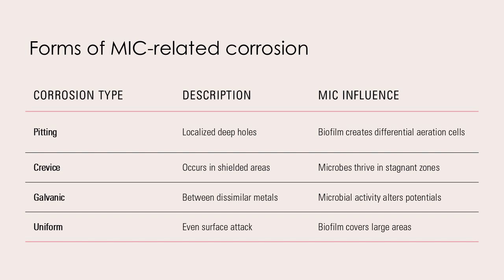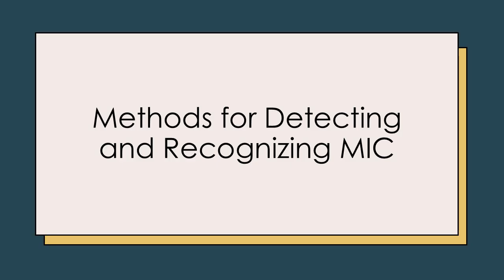These corrosion types often coexist, making diagnosis and treatment challenging. Visual inspection may reveal tubercles or deposits, but the underlying damage is often more severe. Understanding these corrosion forms helps engineers design targeted protection strategies and select appropriate materials for MIC-prone environments. Detection techniques for microbiologically induced corrosion or MIC.